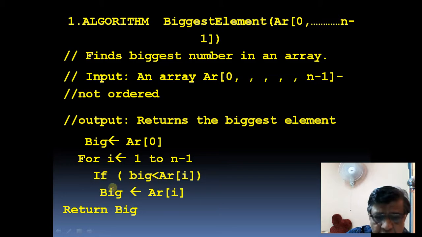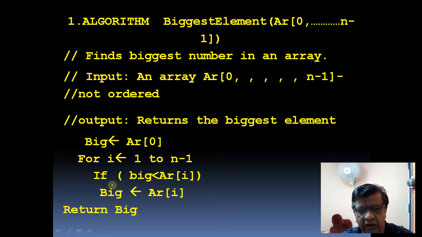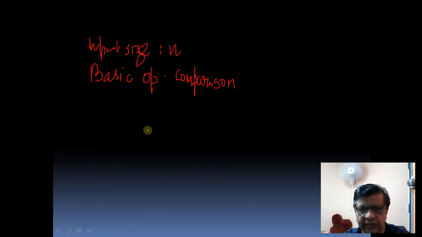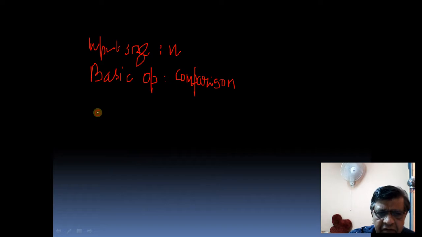However, the algorithm should check all the elements. It should compare all the elements with this big. Therefore, this is the basic operation. This consumes most of the algorithm time. Therefore, we will take comparison as the basic operation, and we will develop a function which is equivalent to the running time of the algorithm.